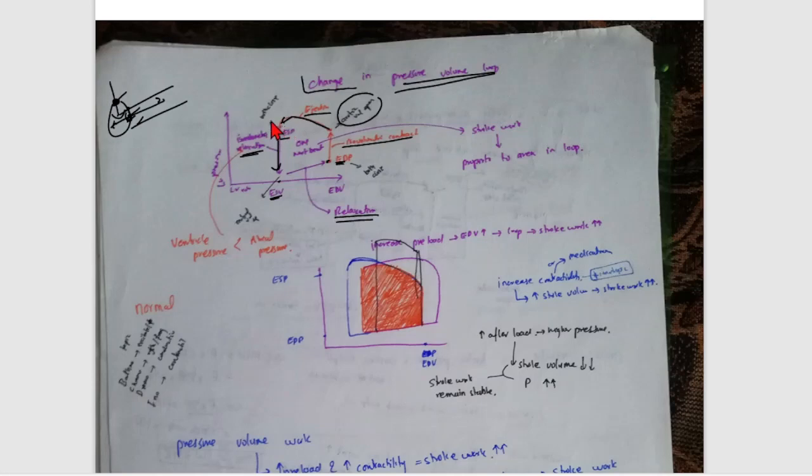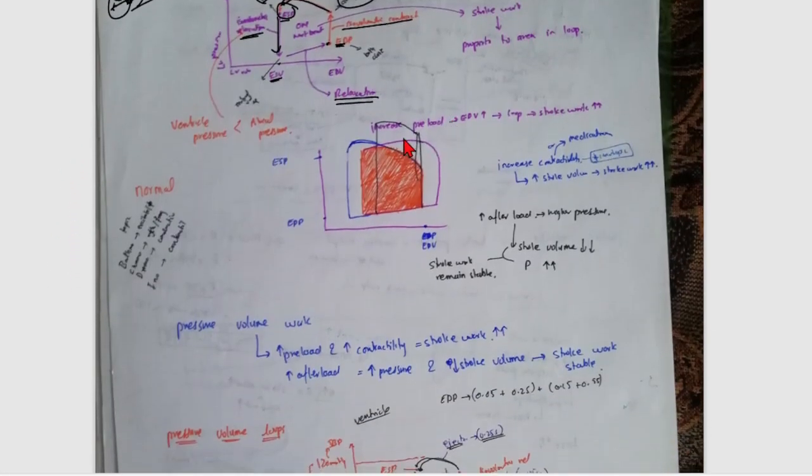After the ejection, both valves close: the aortic valve closes and the mitral valve is already closed. So at the end systolic pressure and the end diastolic pressure, both valves are closed. You have to remember that at the end of isovolumetric contraction the aortic valve opens, and at the end of isovolumetric relaxation the mitral or tricuspid valve opens.